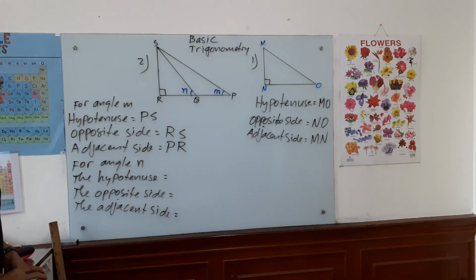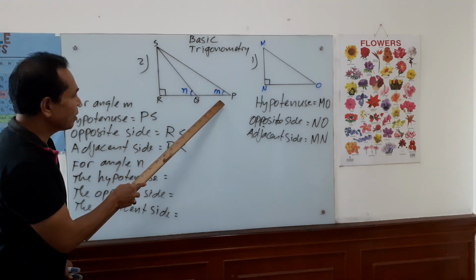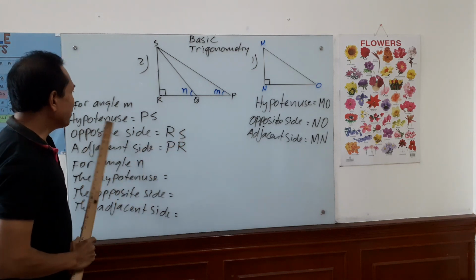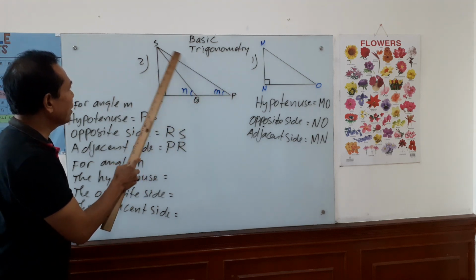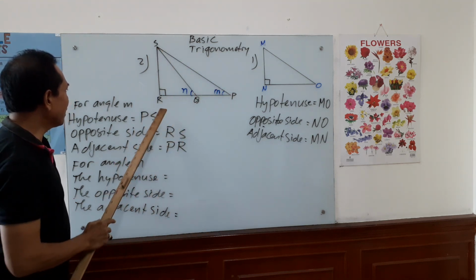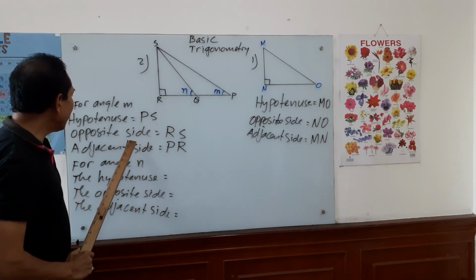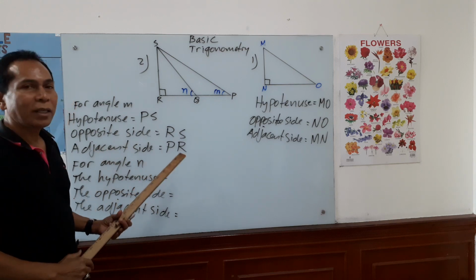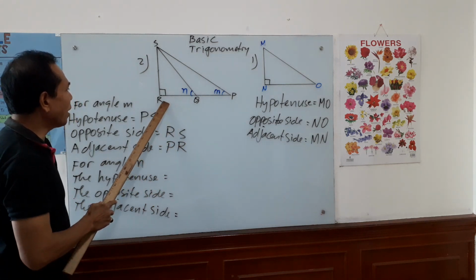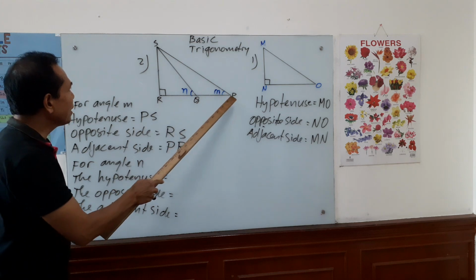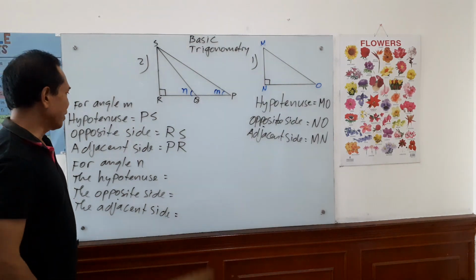All right? We go through this one more time. For angle M here, the hypotenuse, or the sloping side, is PS. And the opposite side is RS. And the adjacent side, adjacent means side by side or near, is PR. So PR adjacent side, PS hypotenuse, RS is the opposite side, okay?